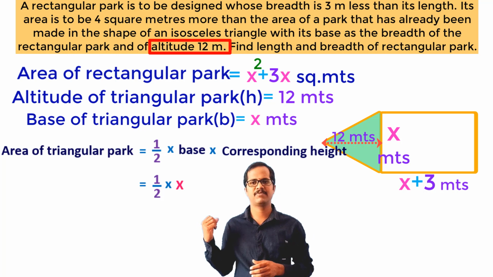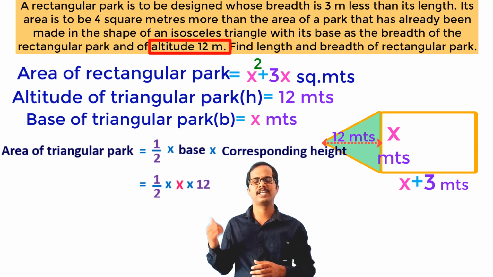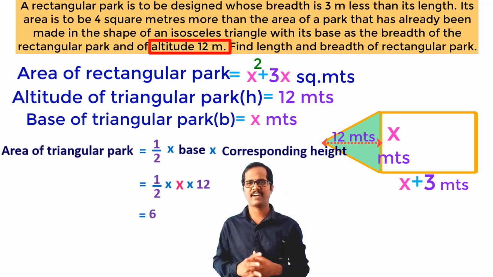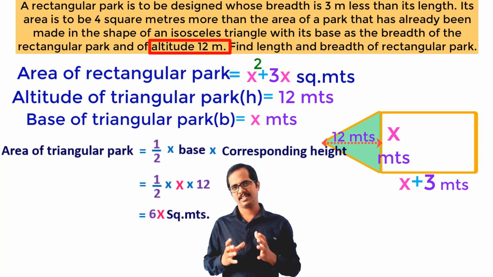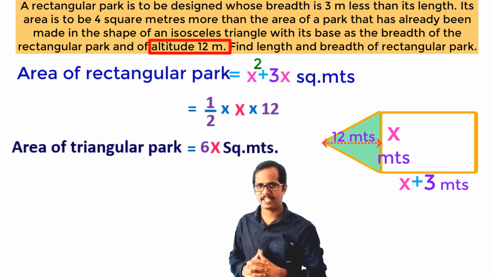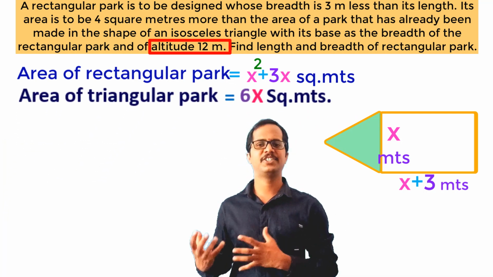And by simplifying this, 1 by 2 into x into 12, here half of 12 is 6, so we get 6x square meters as the area of the triangular park. Now we have the area of the rectangular park and we have the area of the triangular park. Now let us use the relation between these two areas.